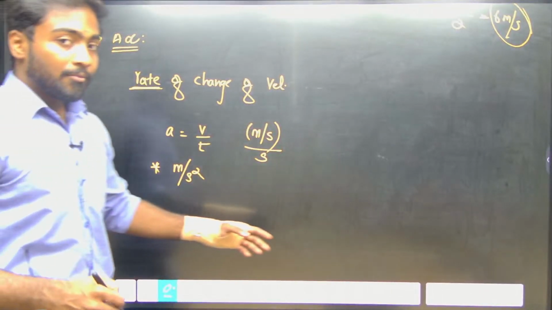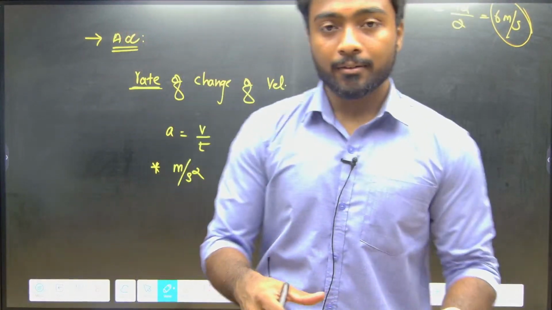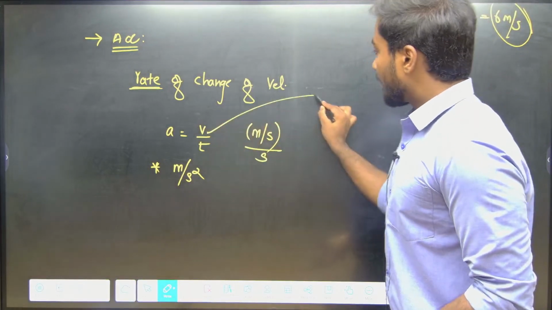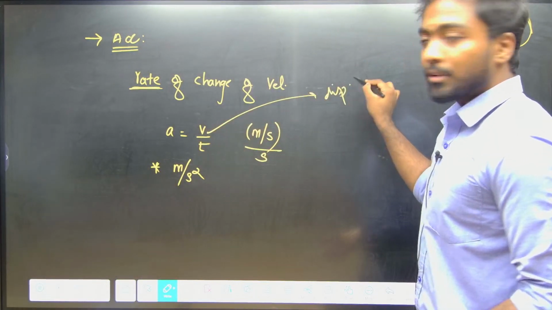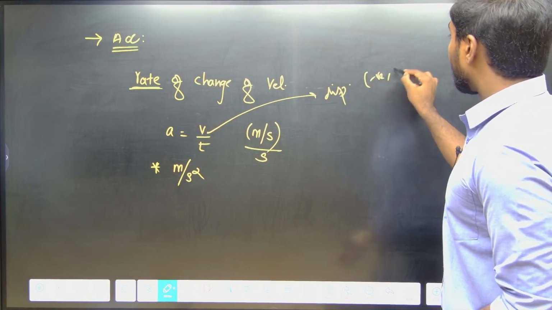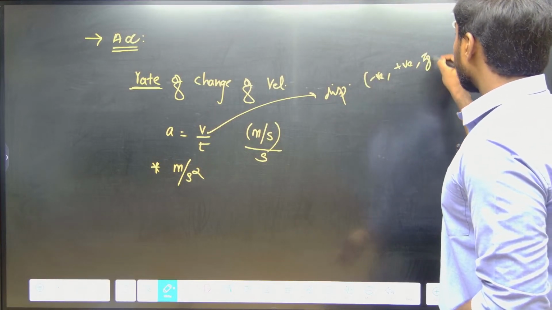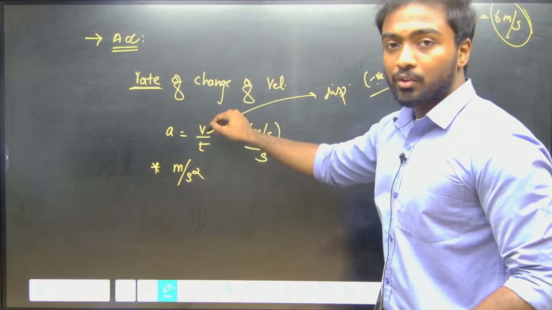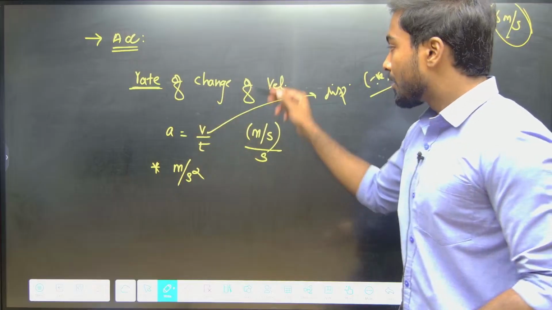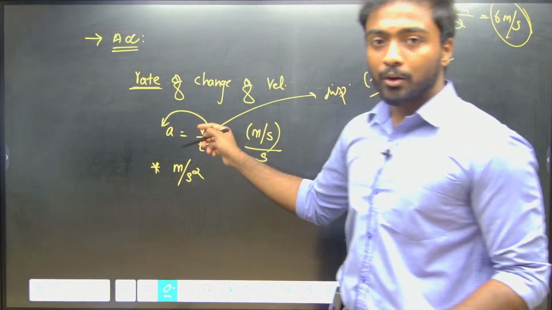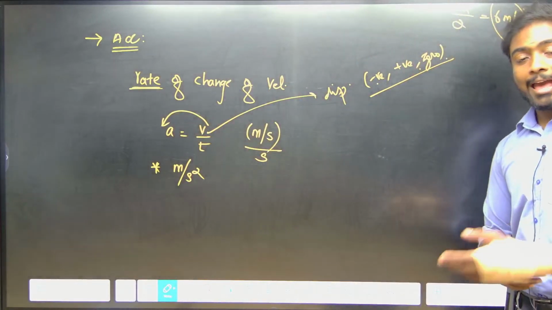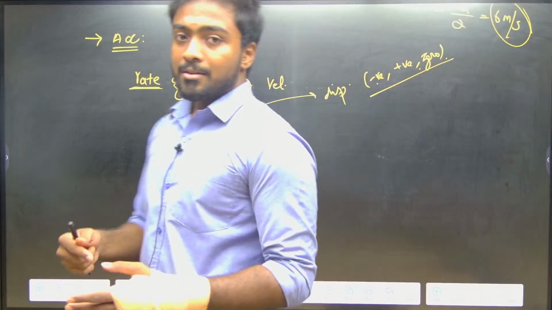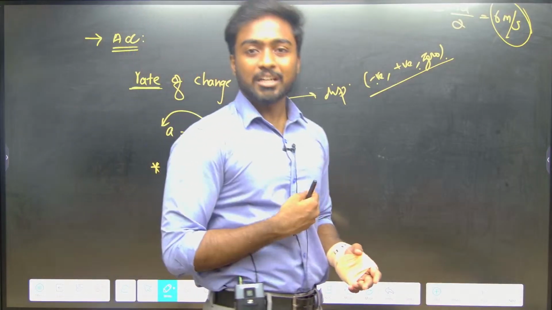Sir, can acceleration be negative? Yes, obviously. When we are talking about velocity, we are talking about displacement, right? Displacement can be negative, positive as well as 0. So velocity also can be negative, positive or 0. Even acceleration can be positive, negative as well as 0. 0 in the sense that it is going with a constant velocity.